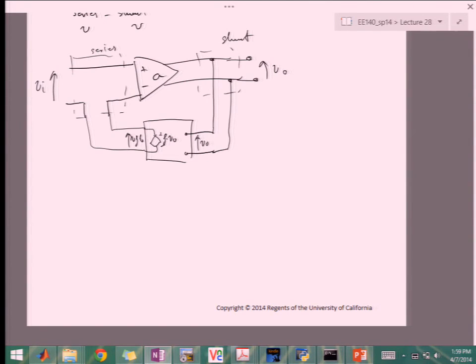So if we go and write the model for this, I'll just replace this amplifier as ZI, and then over here, it's going to be A times V error, A times V error. And then I'll add Z naught here, which is the output impedance. This is the generic amplifier.